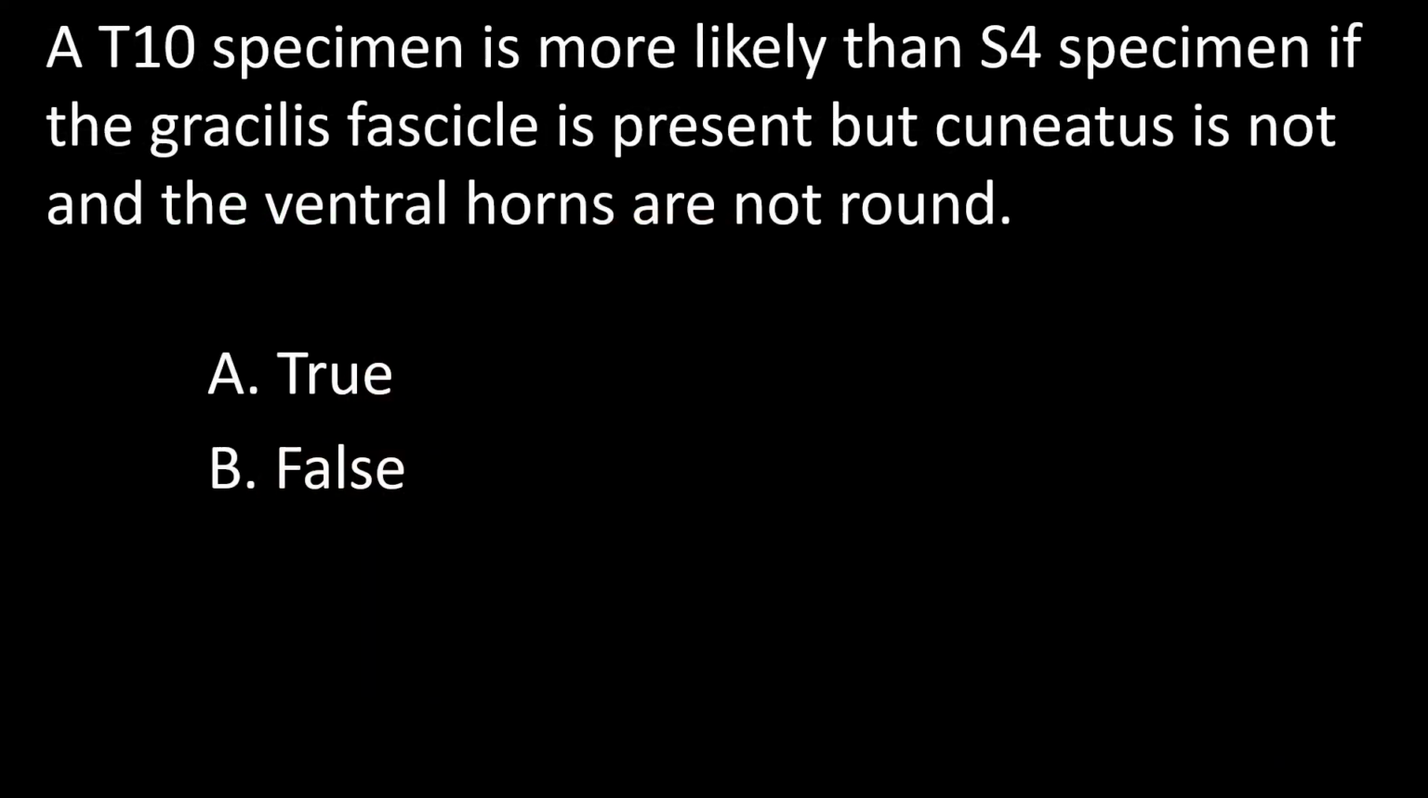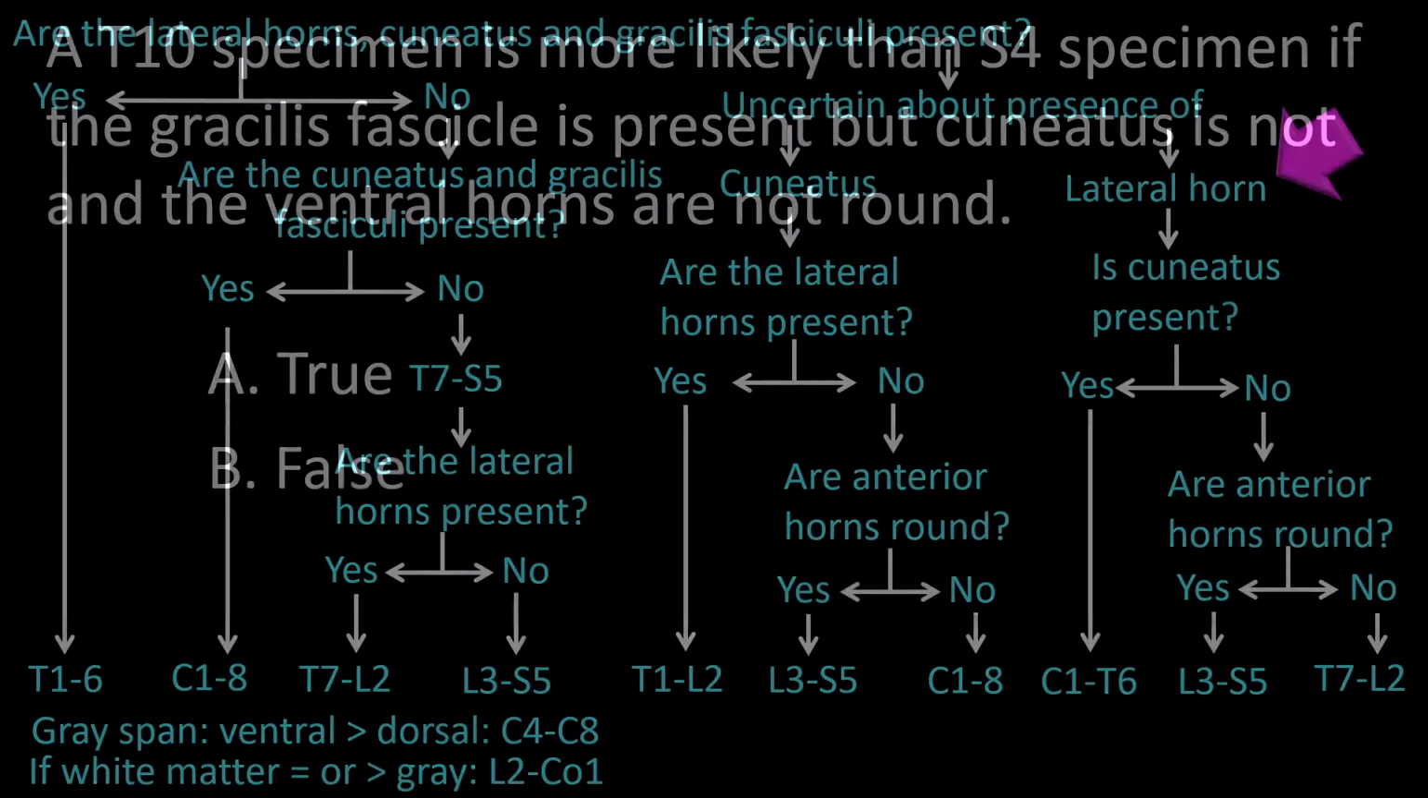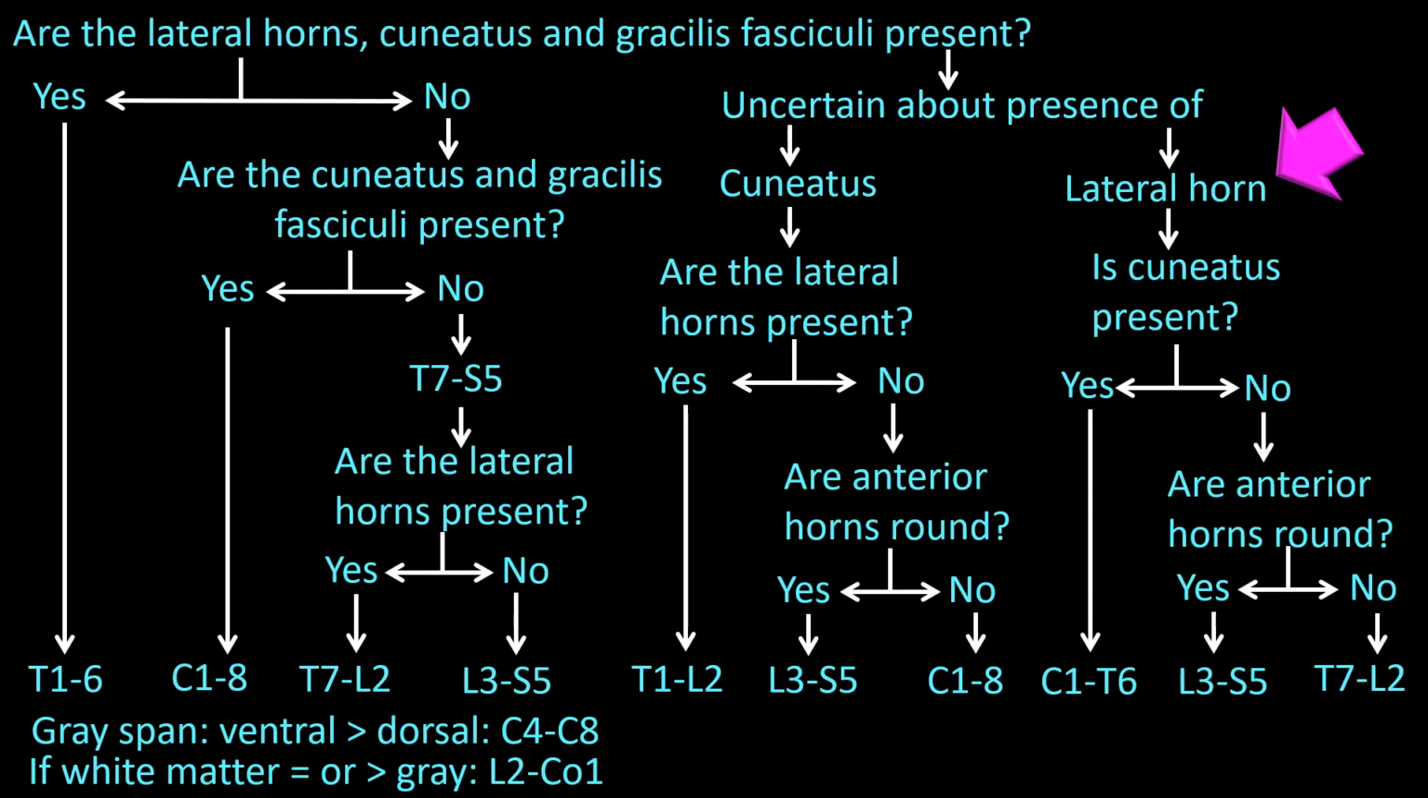Next question. A T10 specimen is more likely than an S4 specimen if the gracilis fascicle is present but the cuneatus is not, and the ventral horns are not found. A true, B false. If there is uncertainty about the presence or absence of lateral horns, because visually we cannot make a distinction or because the information is not present in the question, then the next question is if the cuneatus is present. In this case, we are told that it is not.